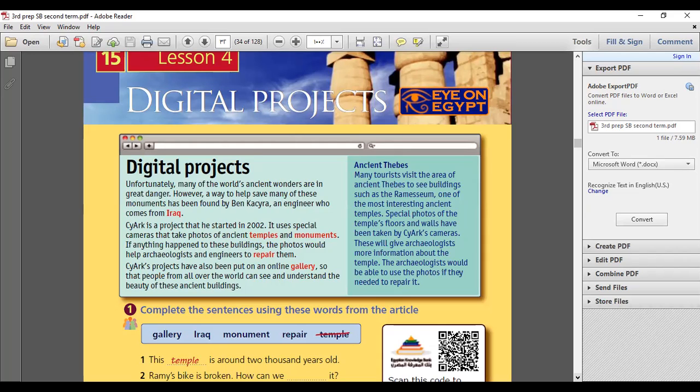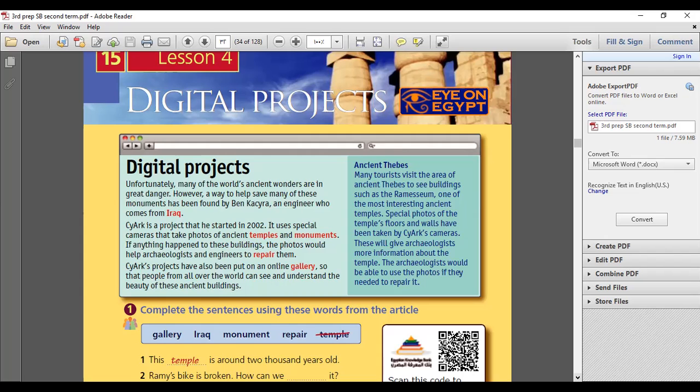CARC is a project that he started in 2002. It uses a special camera that takes photos of ancient temples and monuments. If anything happened to these buildings, the photos would help archaeologists and engineers to repair them. CARC's projects have also been put on an online gallery so people from all over the world can see and understand the beauty of these ancient buildings.